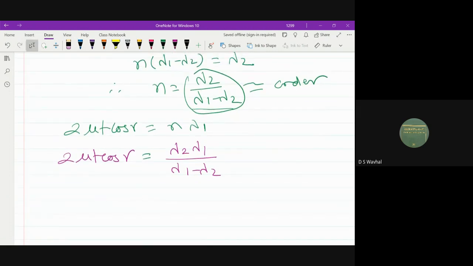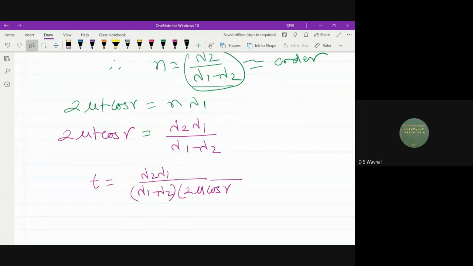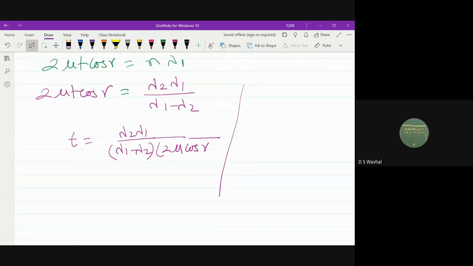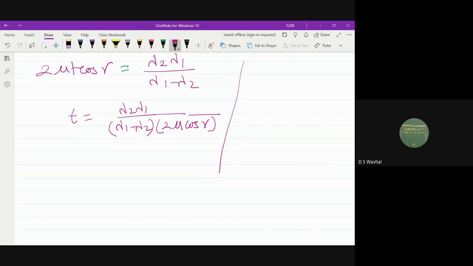What we have to find is the thickness. So thickness is equal to lambda 1 lambda 2 upon lambda 1 minus lambda 2 in the bracket, and this is 2 mu cos r. Okay, so this is the equation for t. But here we don't know cos r. Angle of incidence is given, so we have to use this formula also: sin r equals sin i upon mu.